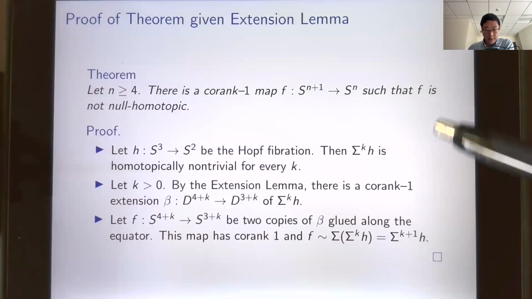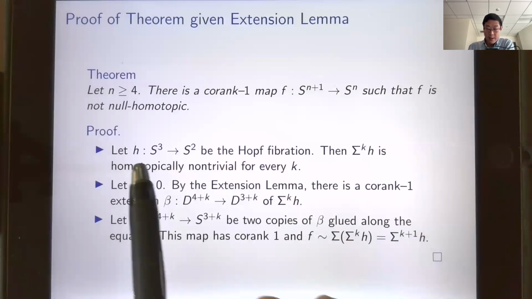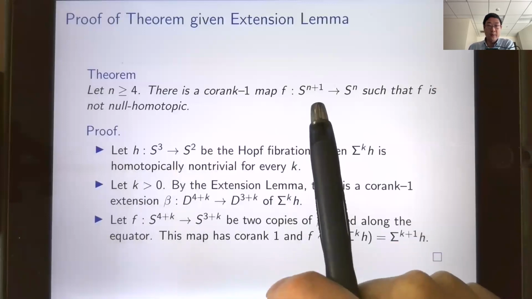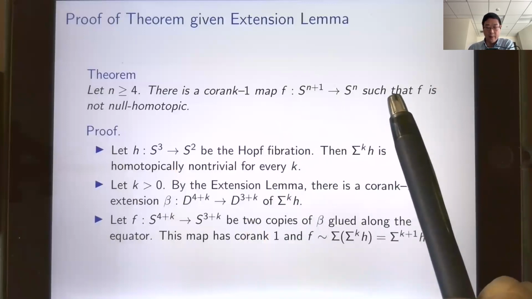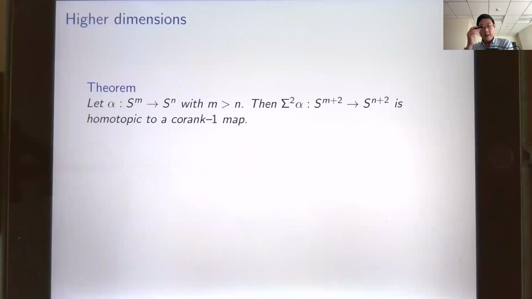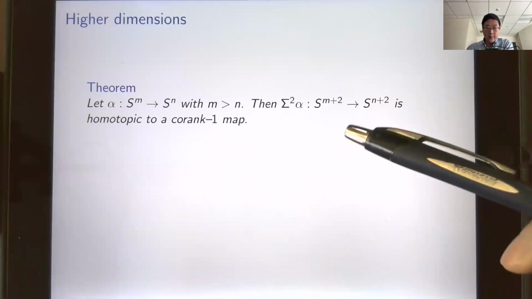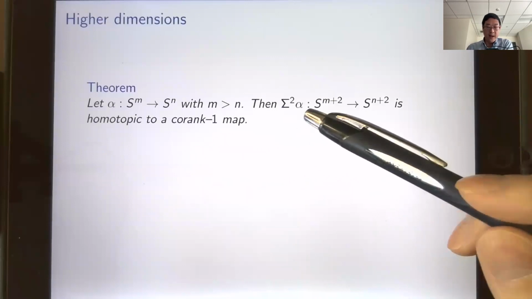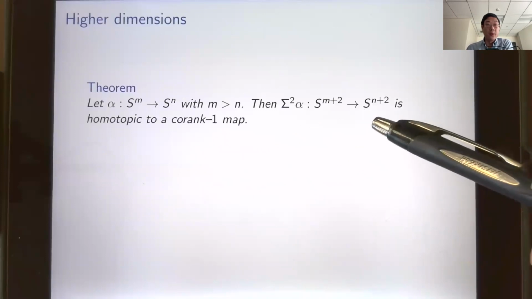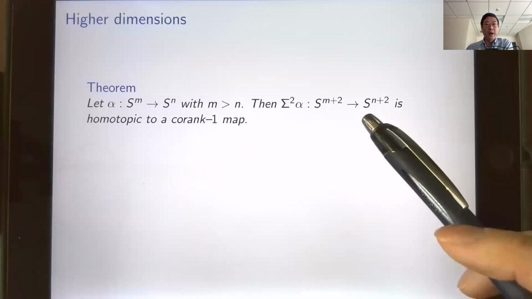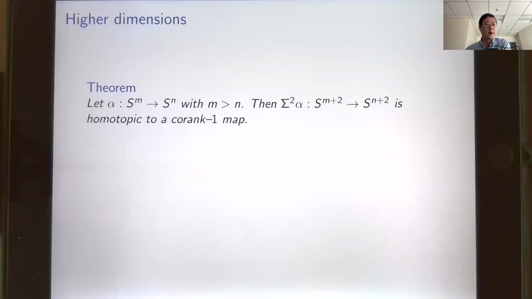I've stated this here for the Hopf fibration because that gives you the map with the smallest dimension. That gives you a map from S5 to S4 with rank 3. But really, this works for any map. If you have an element of pi_m of S^n, where m is greater than n, then this really tells you that the double suspension of that map, a map from S^(m+2) to S^(n+2), is homotopic to a map of rank n plus 1, is homotopic to a co-rank 1 map.